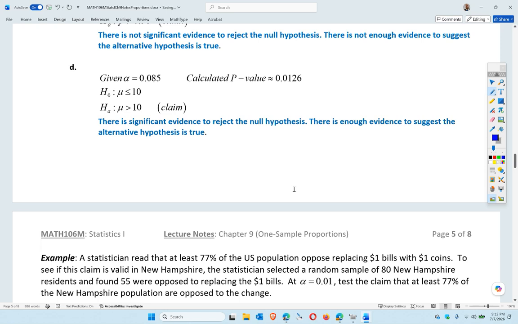In the next section we'll do some actual hypothesis testing and we'll calculate the p-value and actually make some conclusions.